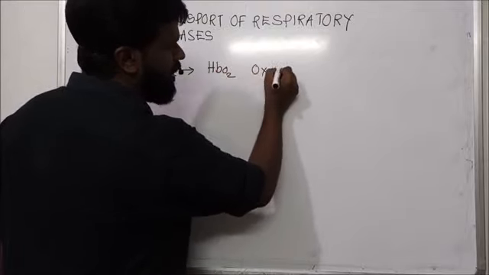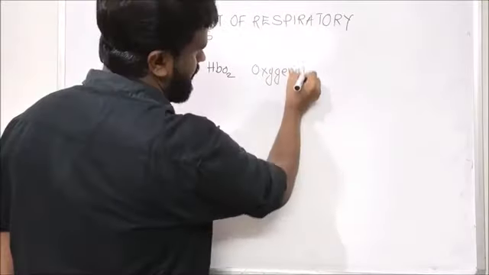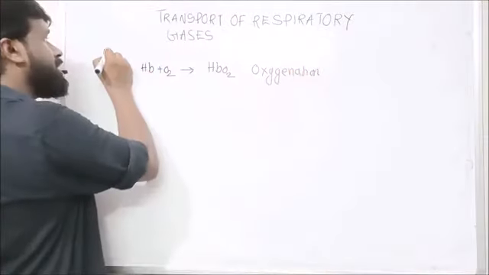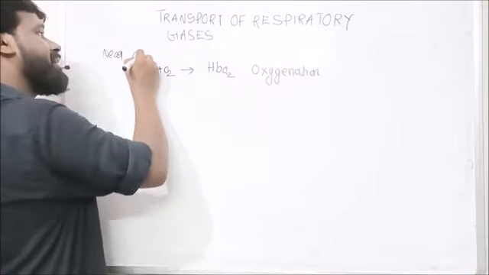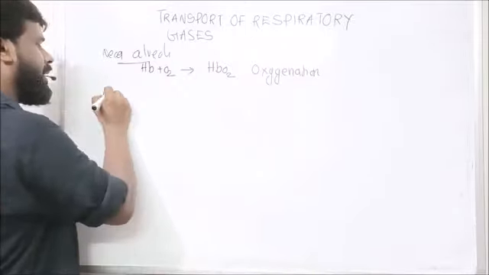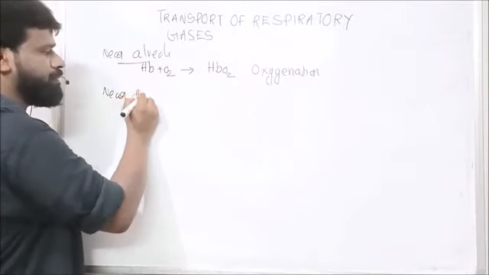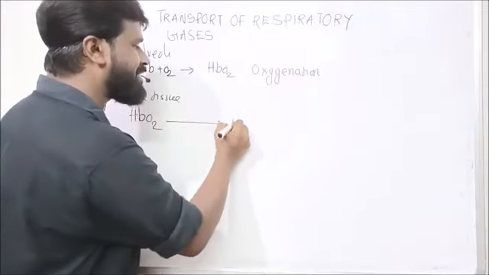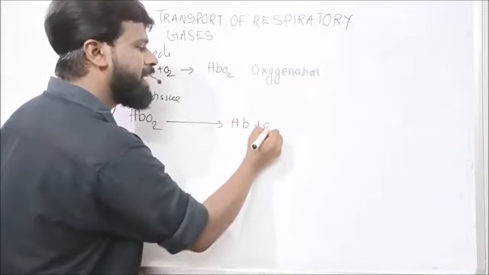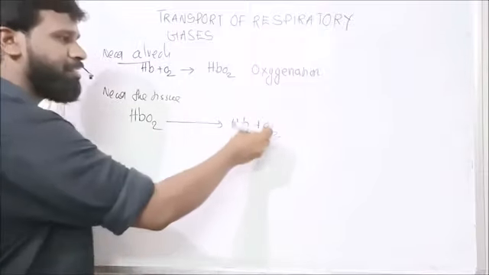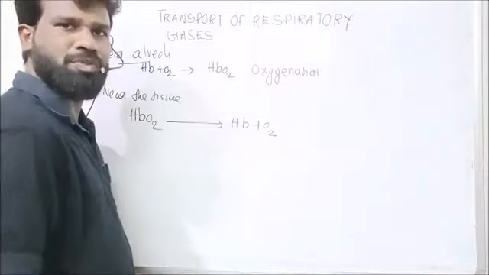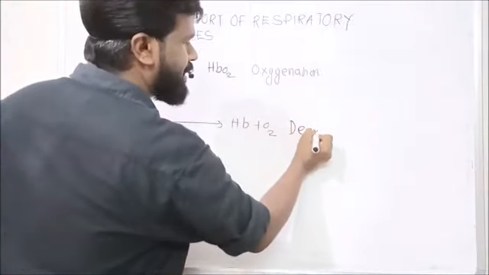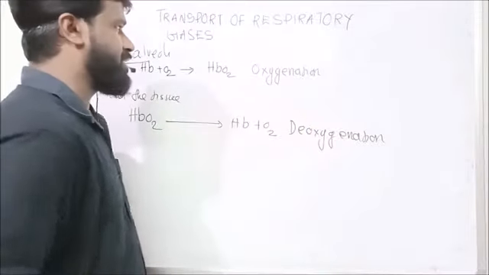This process is known as oxygenation. So this occurs near the alveoli and near the tissue. Near the tissue, this oxyhemoglobin dissociates to form hemoglobin and oxygen for the utilization of oxygen in tissue. This is deoxygenation.